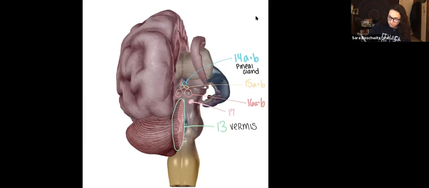15 is going to be the superior colliculi. So those are going to control reflex movement in the eyes, head, and neck in response to visual stimuli. And just below them, number 16 is going to be the inferior colliculus, and that's going to control reflex movement of the head, neck, and trunk in response to auditory stimuli.